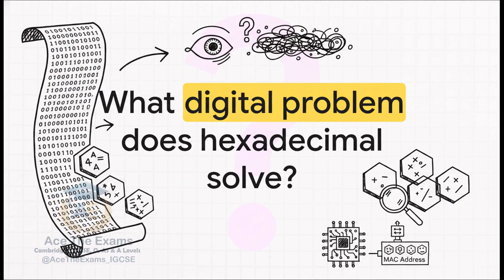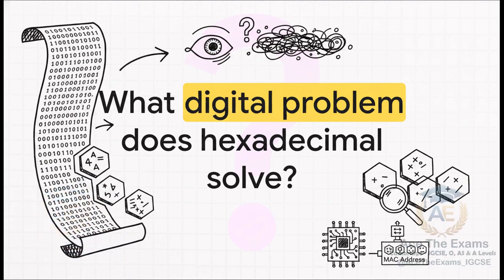We have to ask ourselves, what digital problem does hexadecimal actually solve in the real world? Now, if your immediate thought just now was simply, oh, well, it's a base 16 number system, or maybe it uses the numbers 0 to 9 and letters A through F, I gotta be honest with you, you are already in serious danger of losing marks. Cambridge examiners absolutely do not want rote memorization of isolated textbook facts. They want to know that you understand the real-world application of these concepts.